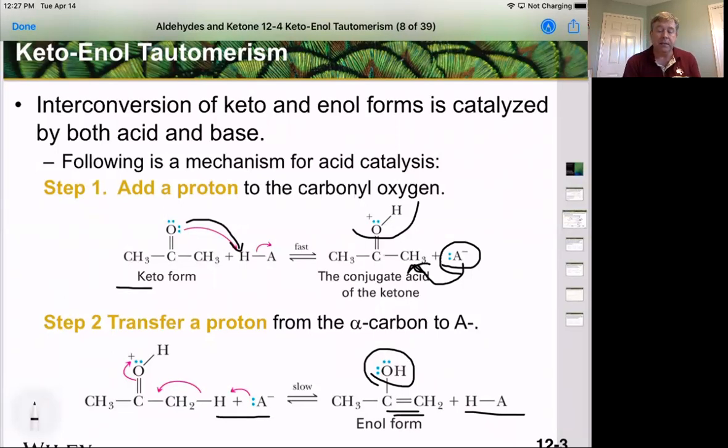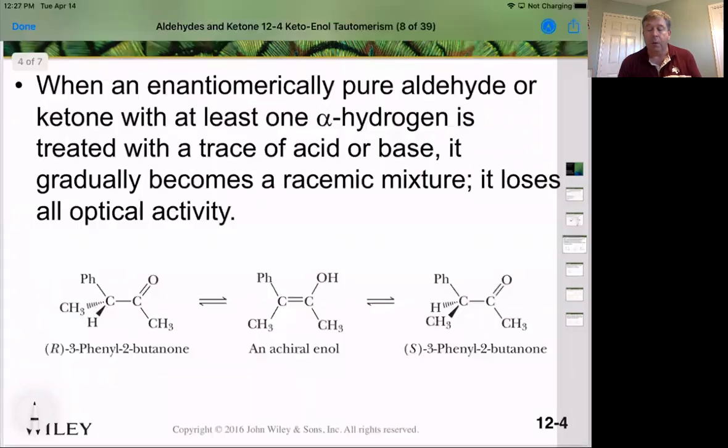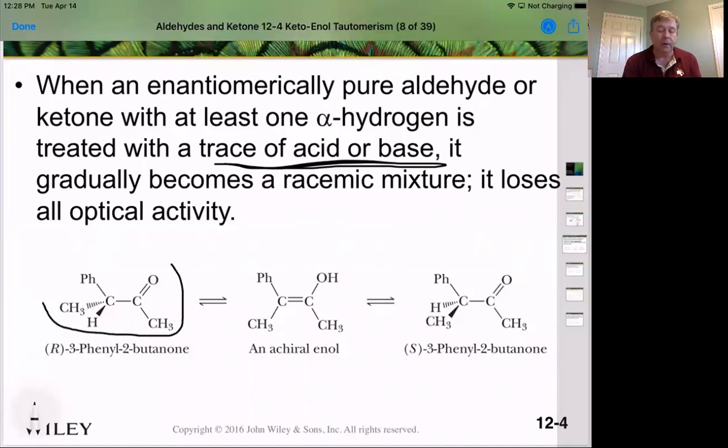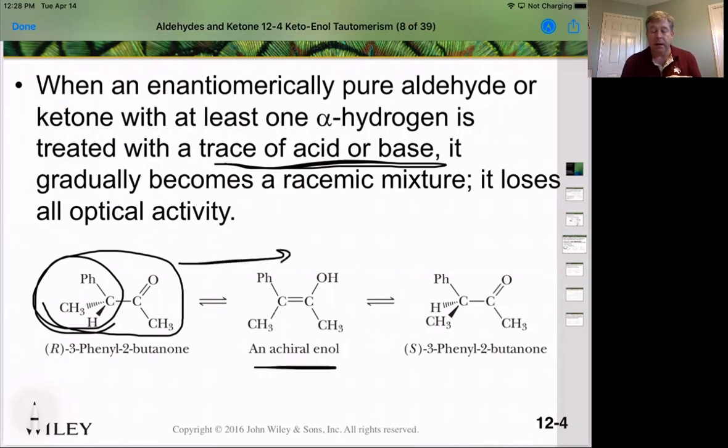And most of the time, the ketone is the more stable form. However, the fact that we can form the enol even in small amounts is evidence in the reactivity we generate from these systems. One of the pieces of evidence we have that this happens on a regular basis, even with trace acids or bases, is that if we start with an enantiomerically pure, or chiral, carbon on one side of our ketone here, and we place a drop of acid or base in the system, after a little while it's going to go to this enol form.